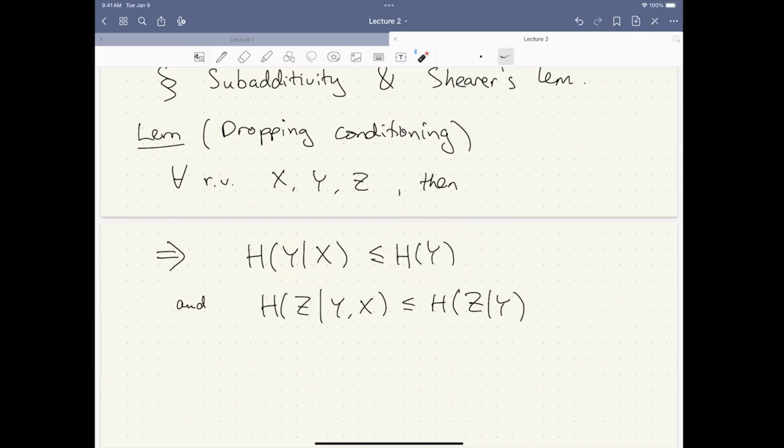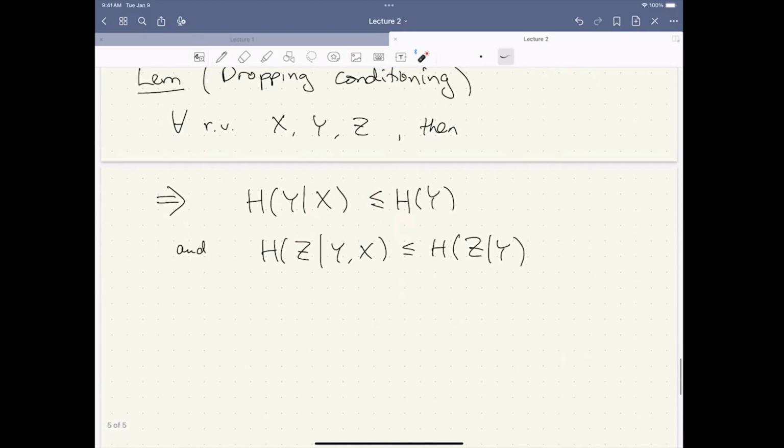And by the independence property we proved before, the equality holds if x and y are independent. So now we're saying we don't put any restriction on x and y. If we drop the conditioning, it's only going to increase the entropy. So let's prove this.